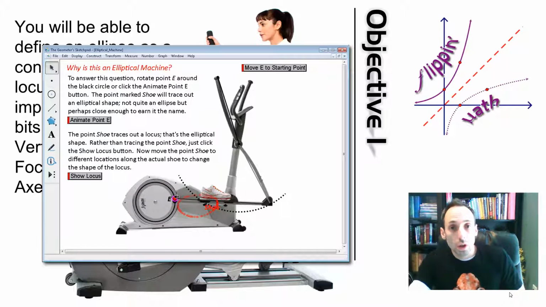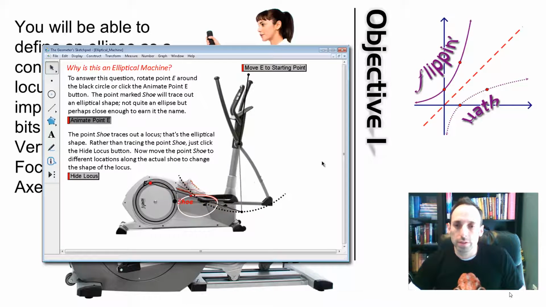Now, it's a locus, basically. It's a collection of points that all have something in common, and it's driven by this elliptical machine. And this is why it is called an elliptical machine, because the shape that it traces out looks like an ellipse. Let me go ahead and show the actual locus. Okay, and I can animate that point so it goes all by itself. Is it a true ellipse? As we'll see when we talk about the definition, it's not, because the major and the minor axis are not exactly dead center.